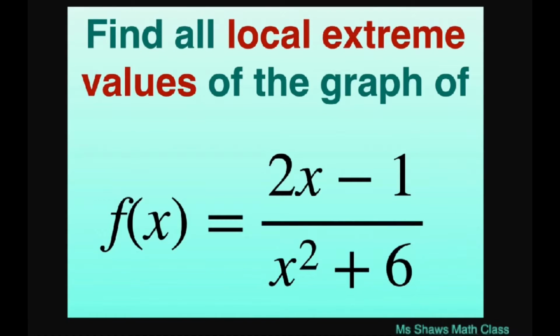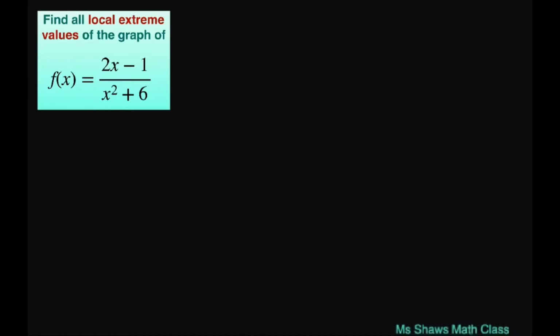We're going to find all the local extreme values of the graph f of x equals (2x minus 1) divided by (x squared plus 6). Now to do this, we want to find our horizontal tangents because that's going to show us our local minimum and maximum values, which is really what we're looking for.